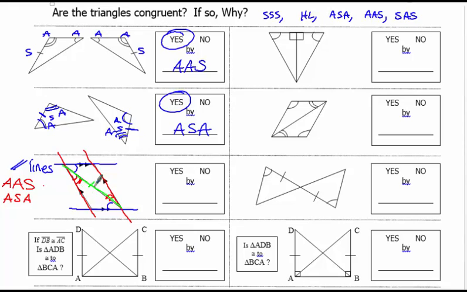So let's look, is that an included side or is that a side that is not included? Look carefully, we have blue, green, red, that side is included, so we're going to be using angle, side, angle. Bottom one, let's look at it together.